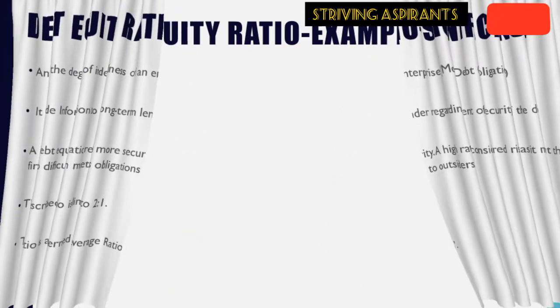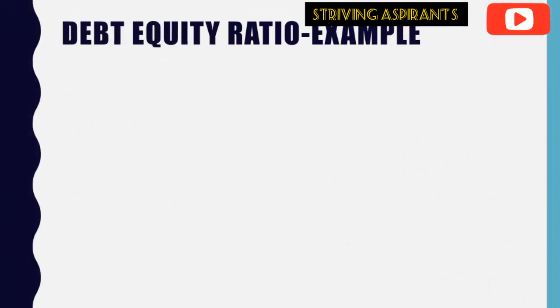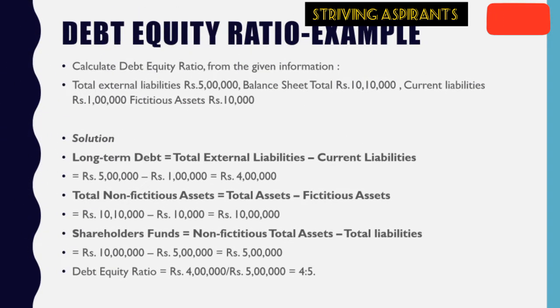Here we have some information: total external liabilities 5 lakh, balance sheet total 10 lakh 10,000, current liabilities 1 lakh, fictitious assets 10,000. First we calculate long-term debt, that is total external liabilities minus current liabilities. So 5 lakh minus 1 lakh is equal to 4 lakh.